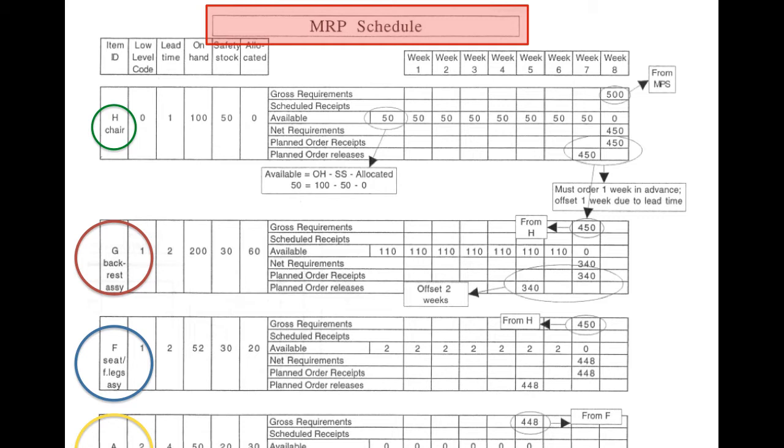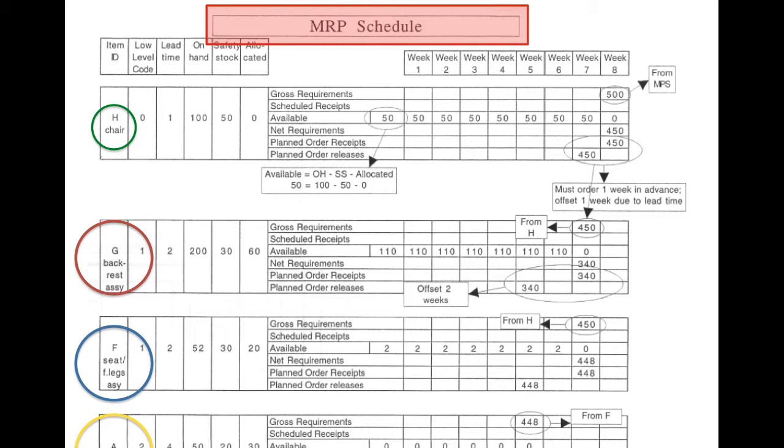So we'll go through some of the mechanics that are here. But let's start with the chair across the top. This says that in week 8 we're going to need 500 units. That means either a customer wants 500 then, or we need to replenish the forecast in week 8. It also says that we have 50 available to sell, so the net requirements are 450, and we'll see another example of this.